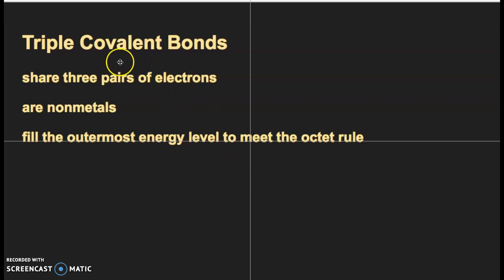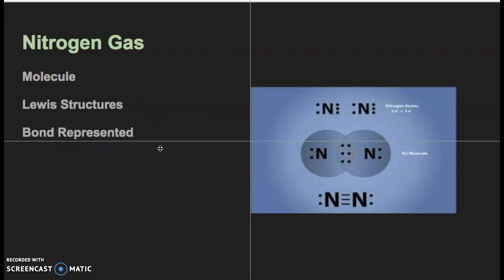The reason we know that is, and we reviewed these already, covalent bonds mean there's a nonmetal and a nonmetal. But they're sharing 3 pairs of electrons. They are nonmetals, like I said. And what they do is they fill the outermost shell. An example of this would be nitrogen gas.